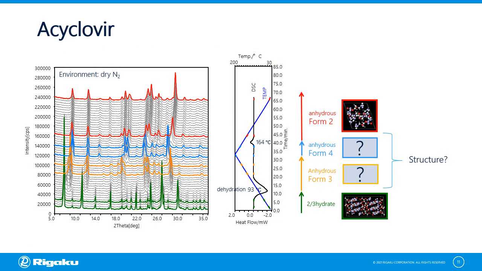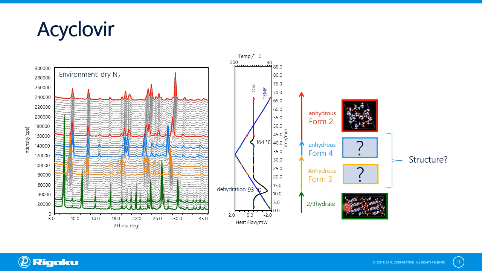This is an example of XRD-DSC measured on acyclovir. The environment in this measurement was dry nitrogen. Temperature was elevated from 30 degrees C up to 200 degrees C, then decreased back to 30 degrees C at a constant rate. XRD profiles depending on the temperature are summarized on the left, and the DSC profile together with the temperature profile in the middle.